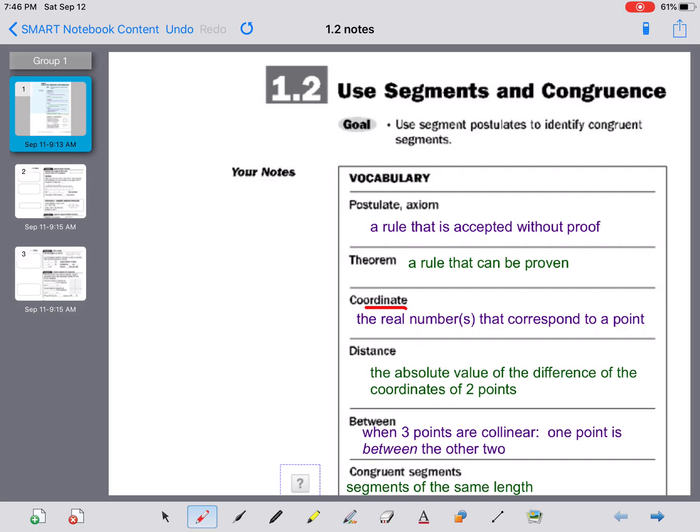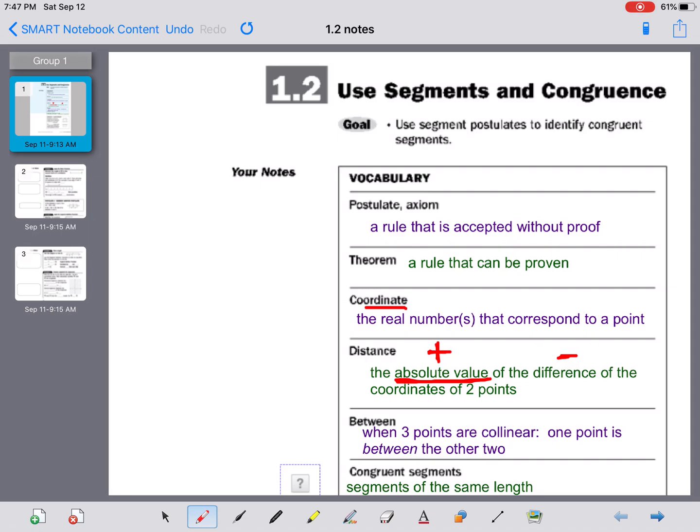Distance, the absolute value of the difference of the coordinates of 2 points. Notice this word, the absolute value. If you remember the meaning of absolute value, it means the distance from one place to another. And because of that, this is always positive. And if you think about it, it makes sense that distance will always be positive. You don't go -7 miles to get somewhere. You go 7 miles. And it doesn't matter if you go east, west, north, south. It's still 7 miles. So when we find the distance, it's the absolute value of the difference, the subtraction of the coordinates of 2 points. And we'll do some distance today in 1.2, and in 1.3 we learn another more complicated distance.